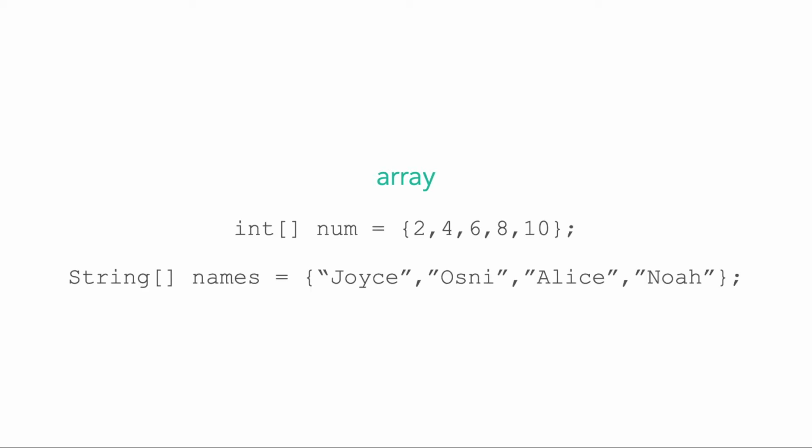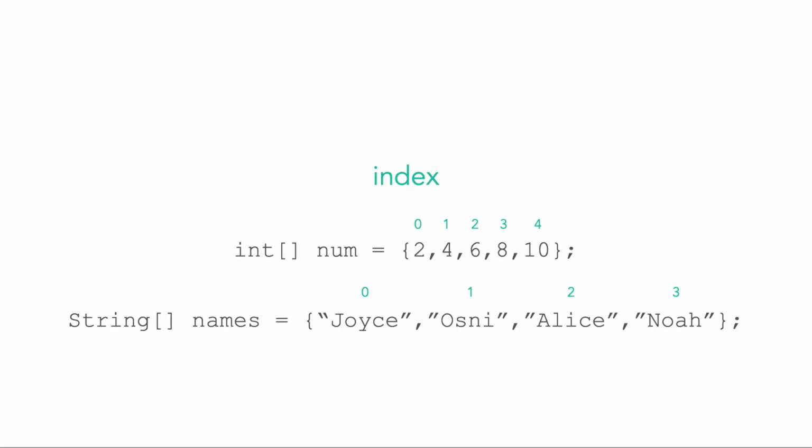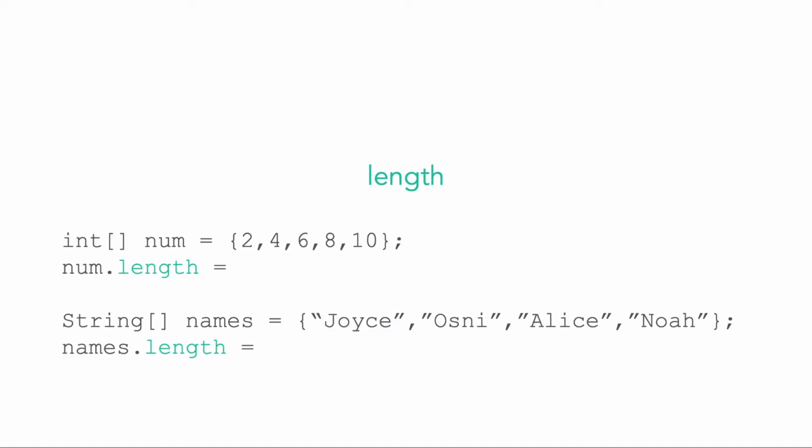Let's start by understanding some key vocabulary related to arrays. An array is a data structure used to store a collection of primitive or object reference data. An element is a single value within an array. The index of an element is the position of that element within the array. In Java, the first element of an array is at index 0. The length of an array is the number of elements in that array.